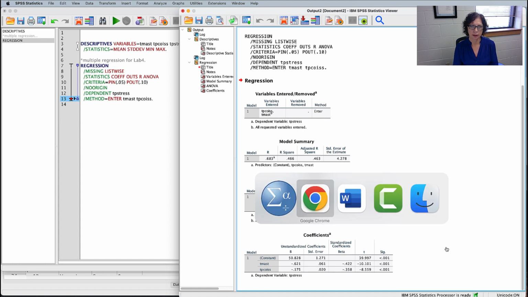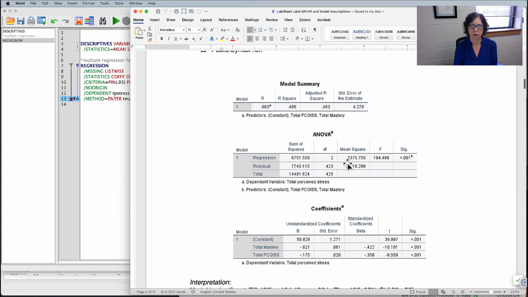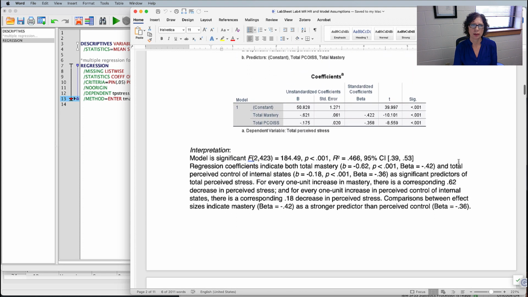So let's take a look at this. It's just the same information that we got in the output. And here's what our interpretation or write-up might have in it. We need to let the reader know that the model is significant, and we give that information about it's an F-test. What is the degrees of freedom? What was it estimated as? What was the significance value? What was the R squared? And what was the 95% confidence interval of R squared?